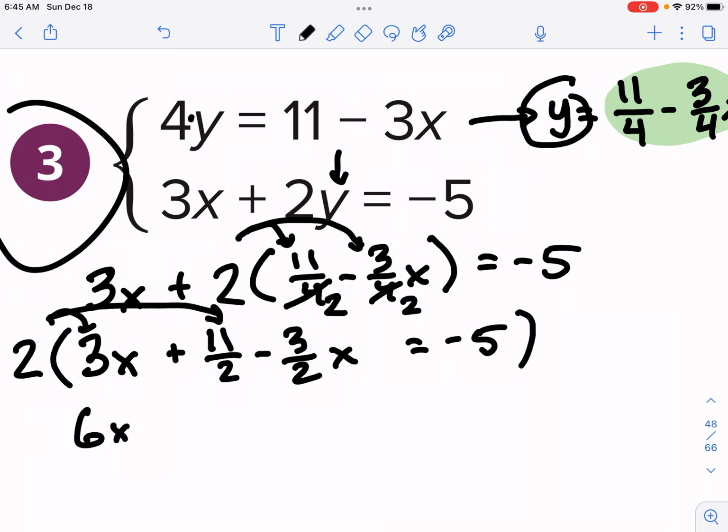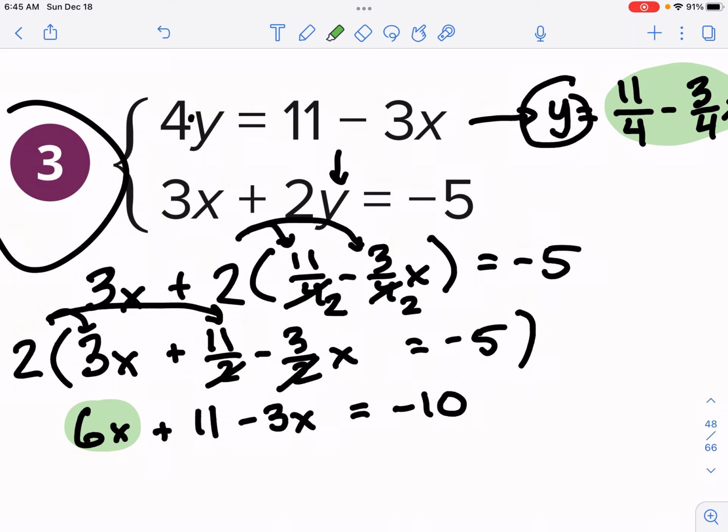So 2 times 11 halves, you actually just cross off the denominator because 2 divided by 2 is 1, and we're left with just the numerator, so just with 11. Same thing happens here. We're left with just a negative 3, and I'll keep the x. And on the right side, negative 5, 2 times that is negative 10. And this is a better example. I'd rather deal with this than the 11 halves and the 3 halves.